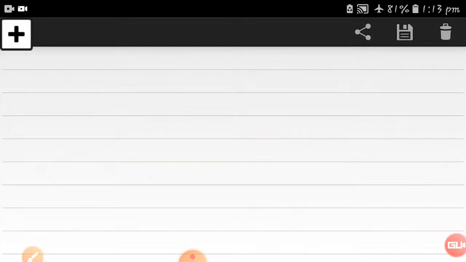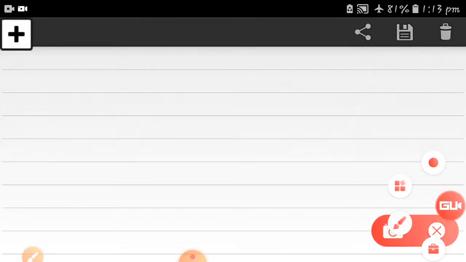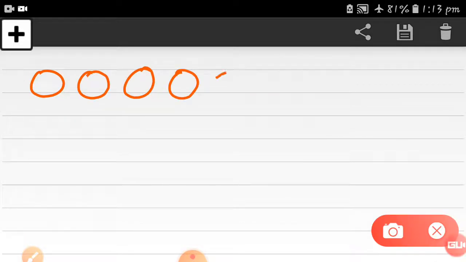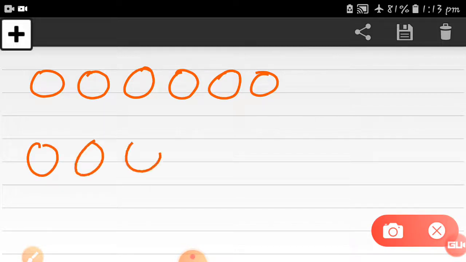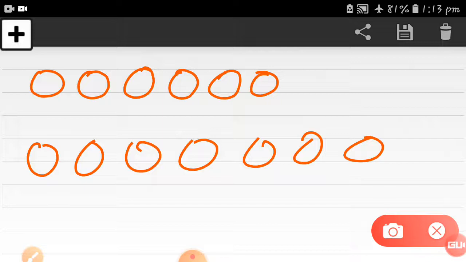Okay, now let's take the example. See this, here I am going to make some pairs. 1 2 3 4 5 and 6, and here I am taking 1 2 3 4 5 6 and 7. Now here we are going to make the pairs. Pair means 2. See, this is the 1 pair, this is the 2 pair, and this is the 3 pair.